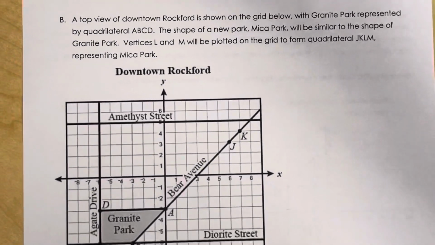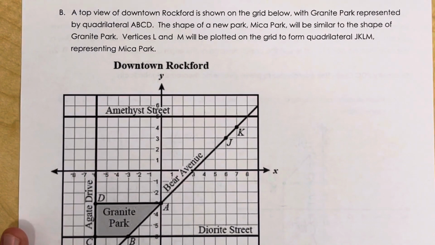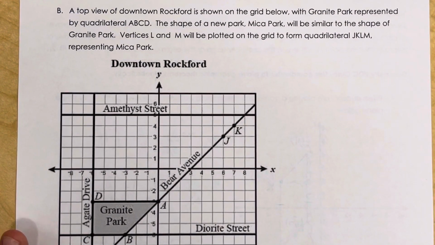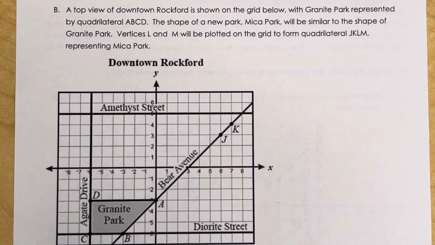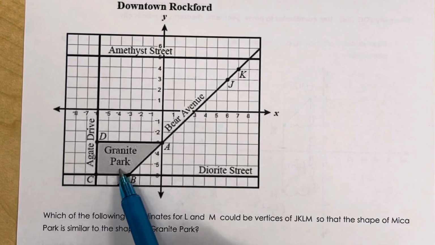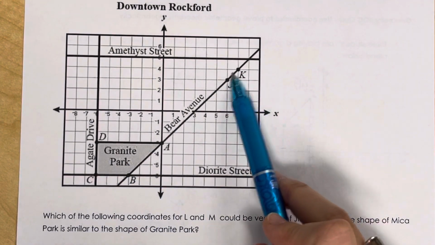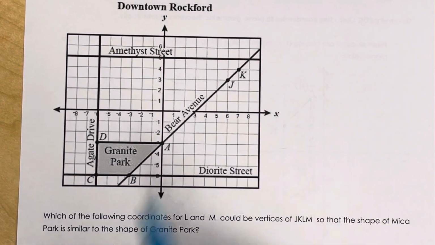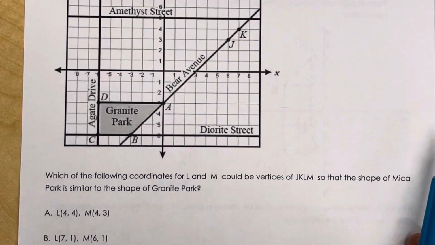Next question. A top view of downtown Rockford is shown on the grid below, with Granite Park represented by quadrilateral A, B, C, D, which is down here. The shape of the new park, Mica Park, will be similar to the shape of Granite Park. Vertices L and M will be plotted on the grid to form quadrilateral JKLM, representing Mica Park. So here's my first picture. I'm going to have a similar one over here, and similar means same shape, different size.